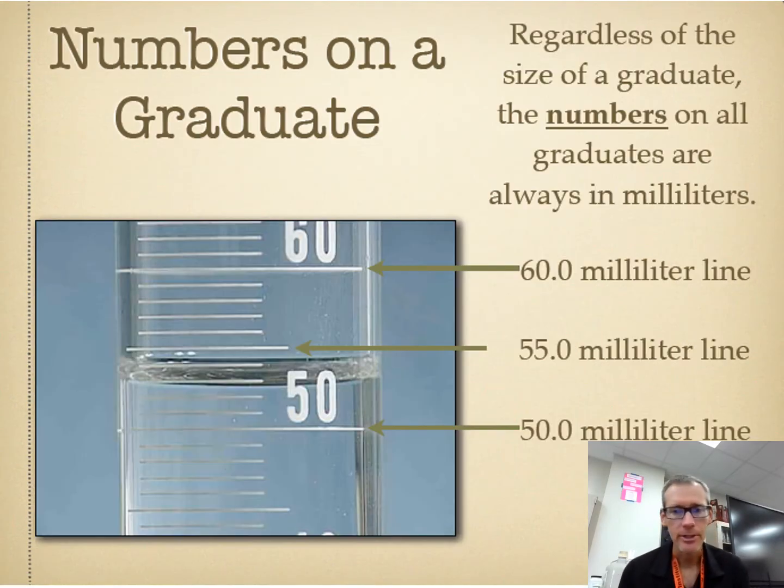Okay, calibration is just like a ruler. Each space is worth a value. It's in milliliters. So you can see here the big line with the number is 60, and the one below is 50. So the difference is 10. The middle line, just like a ruler, is the halfway mark. So that's 55.